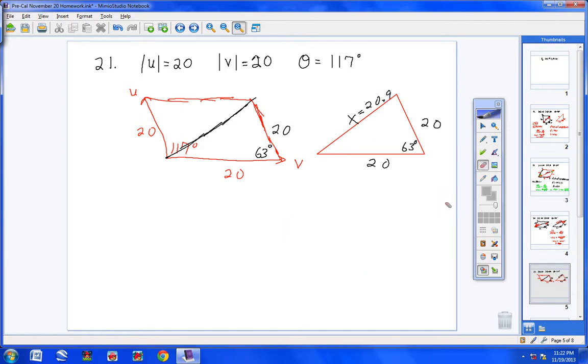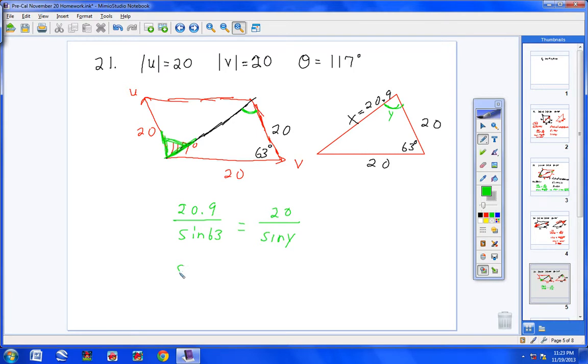And now let's find the measure like they ask you to do. They ask you to find the measure between u, and here's u right here, and the resultant. So this angle right here, which is always the same as this angle right here. So let's find this angle right here using the law of sines. So I can say 20.9 over the sine of 63 degrees equals 20 over the sine of y, as long as I call that y.